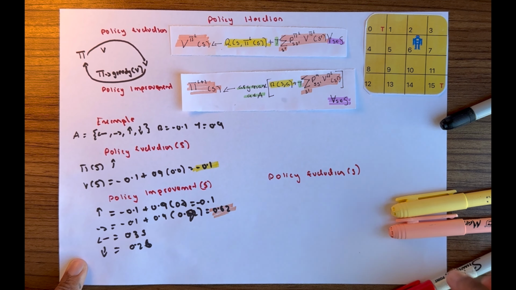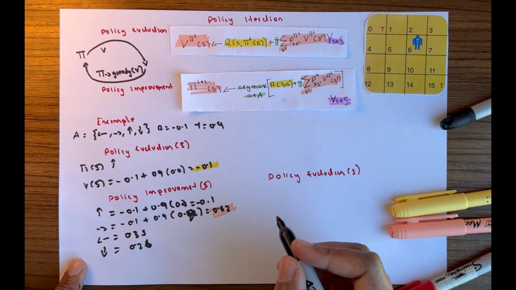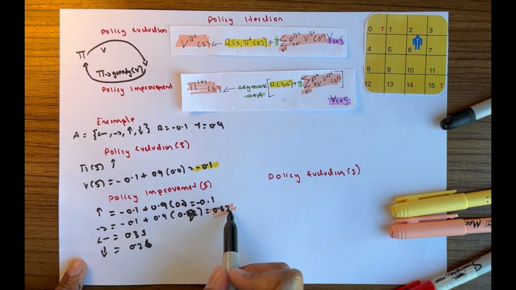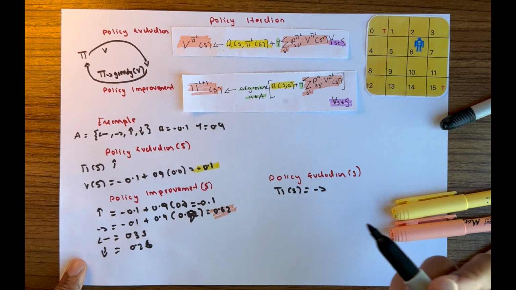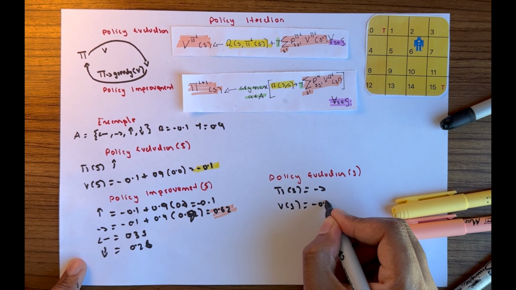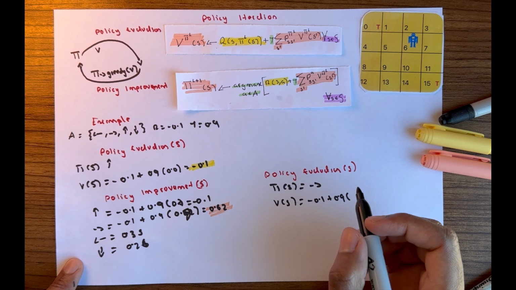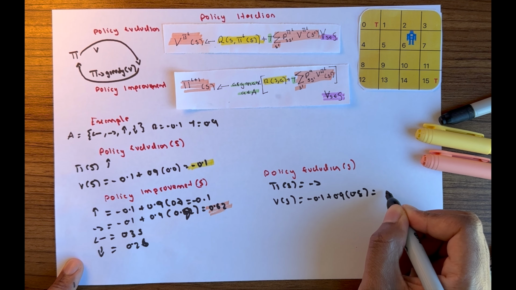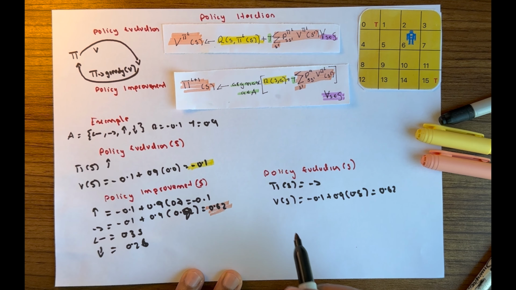Before, the policy of state 5 was up, but now it is going to be right. We are going to update it to right because here the maximum value is 0.62, which came from going right. So pi of state 5 is going to be right. The policy of state 5 has changed. Now let's compute the new value of state 5. It's going to be immediate reward minus 0.1 plus gamma 0.9 times the value of state 6, 0.8, and you are going to get 0.62.